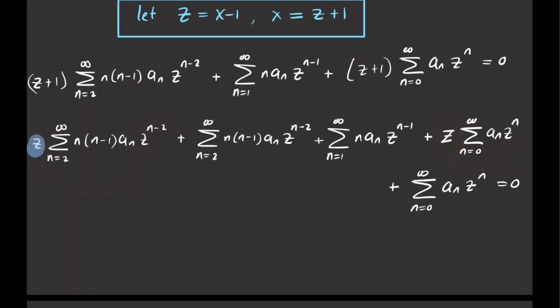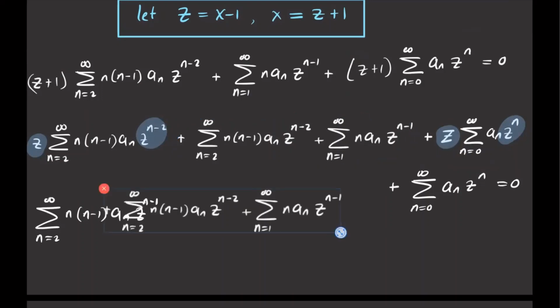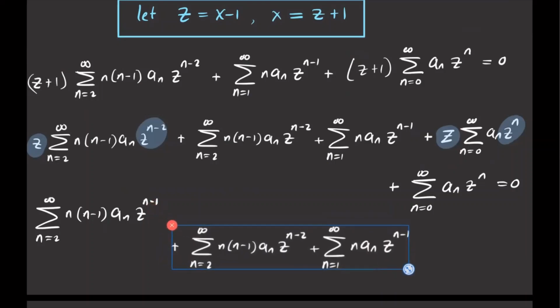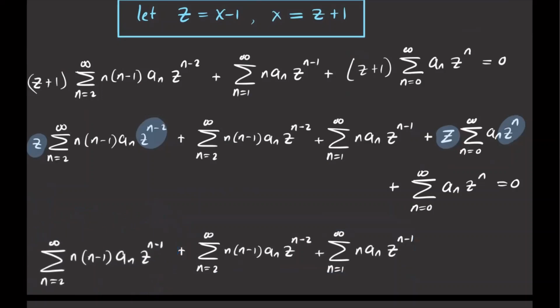So let's take care of those two summations for this one and this one. So we have the sum starting from n equals 2 to infinity of n times n minus 1 a sub n z, and now this will become the power n minus 1. And the next two remain unchanged. So I'm just going to go ahead and copy this to the next line. So we have these two as they are. Let's just try to fit it right in here so we don't overlap too much. So this is the next line.